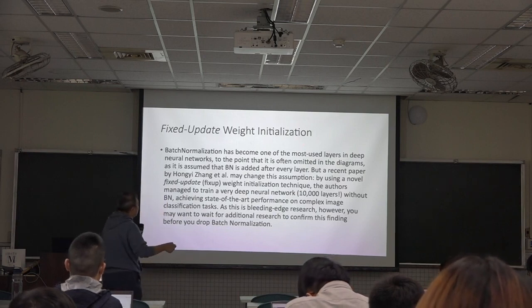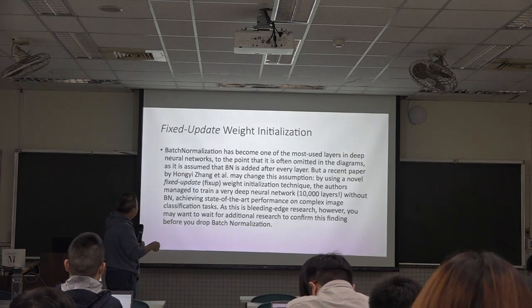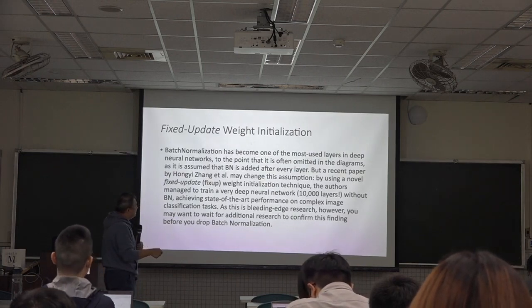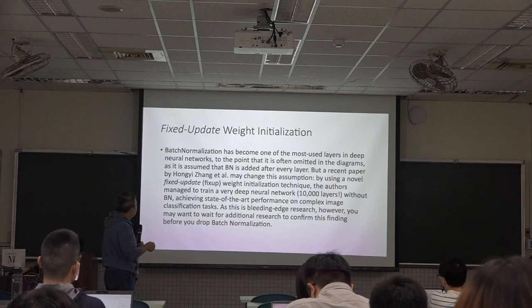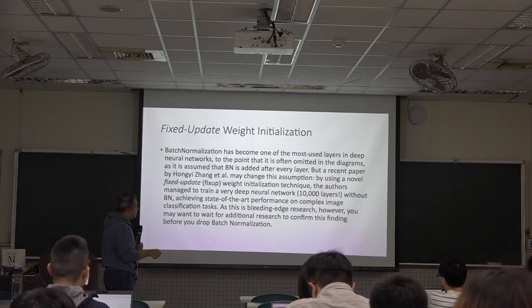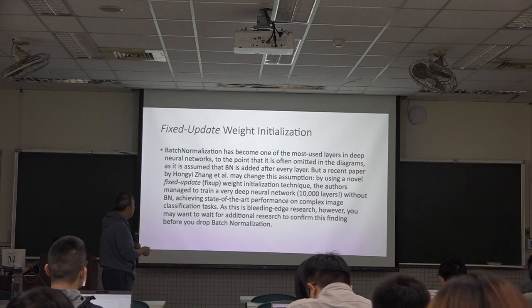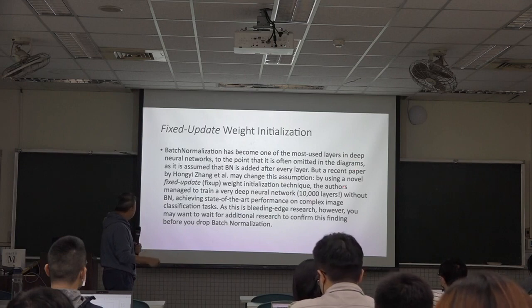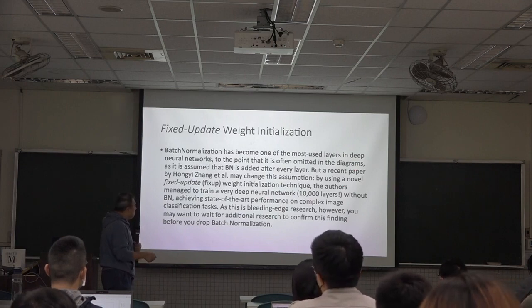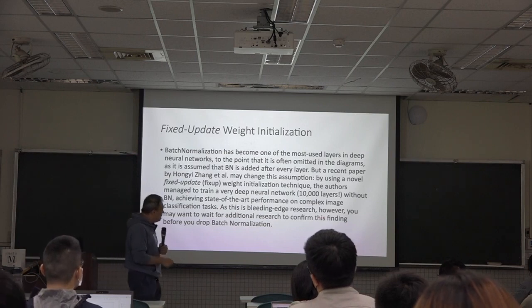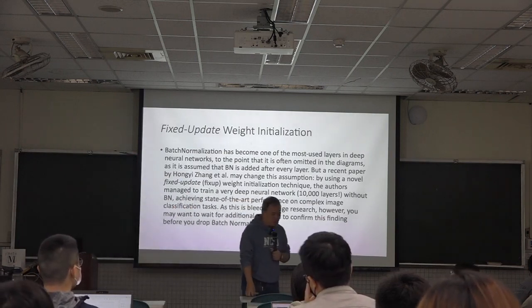A recent paper by Zhang Hongyi introduced a fixup weight initialization technique. They say they can use it to train a very deep neural network, up to 10,000 layers, without using batch normalization, and achieve state of the art performance on complex image classification tasks. But this has not yet been confirmed.